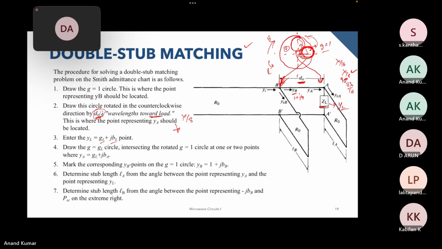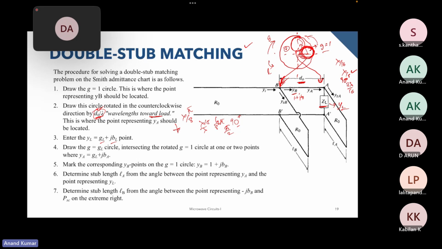Yeah, we'll calculate this, 1 by 8, 2 pi. So if we choose d as lambda by 8, this will turn out to be 1 by 8 times 2 pi, something like pi by 2. So this will be 90 degrees. Just choose a value of d naught and rotate the g equal to 1 circle.